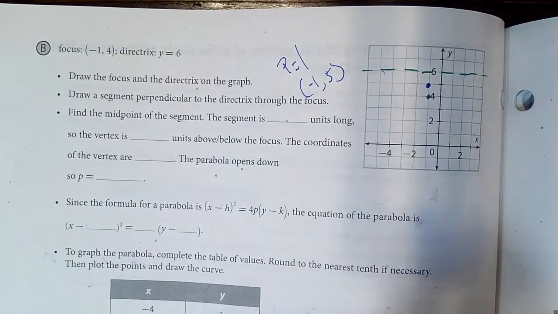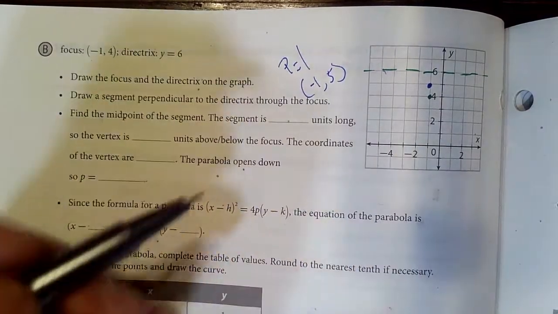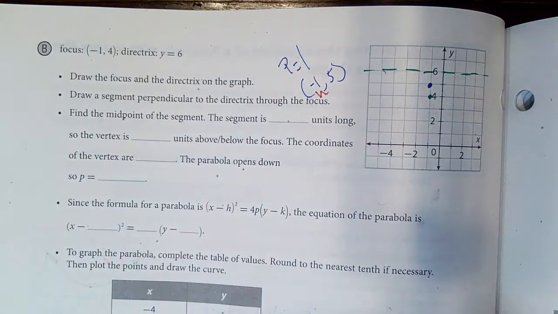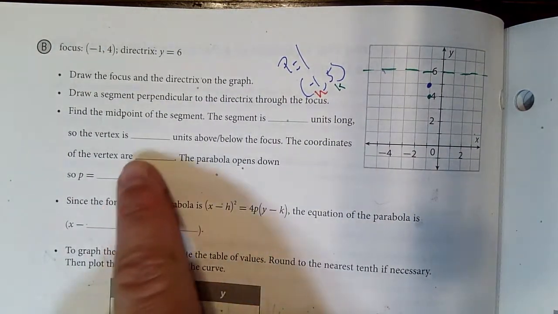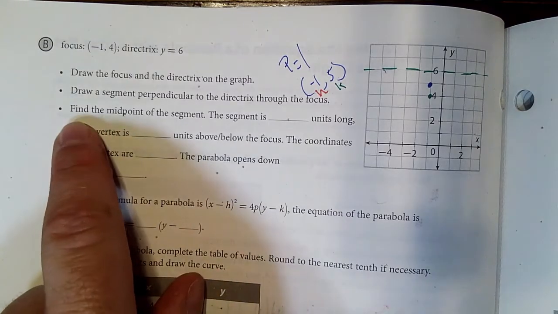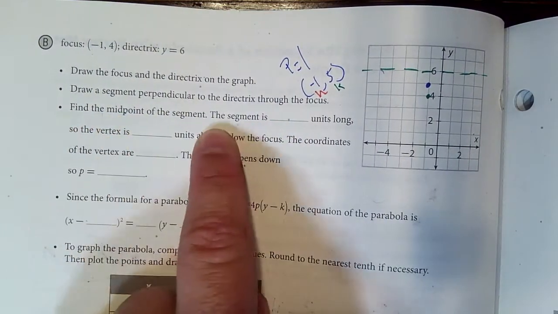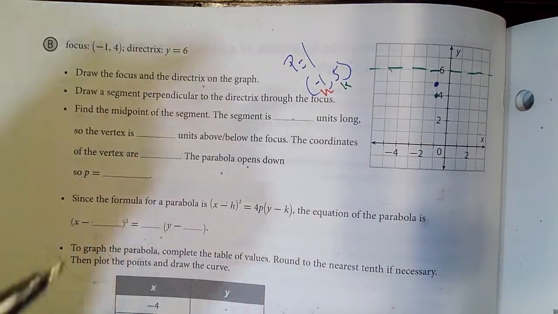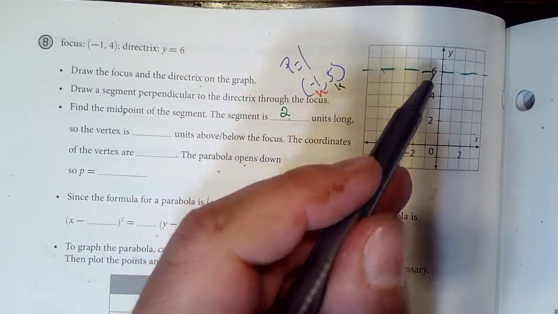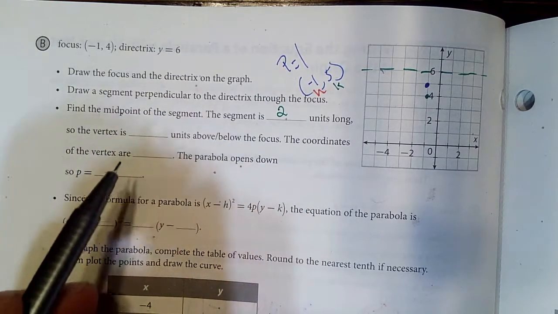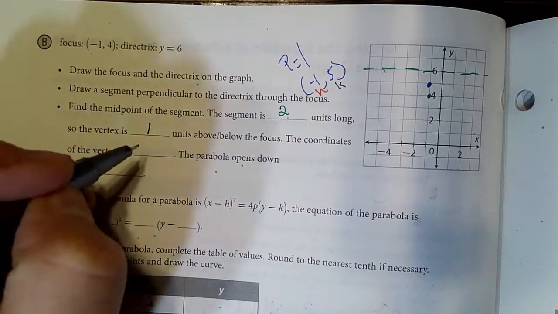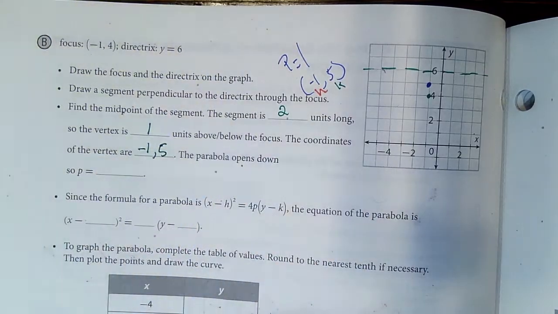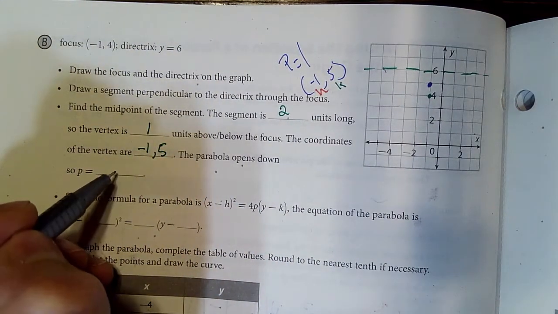And there are all the numbers I need. Again, that x value from the vertex is my h. The y value from my vertex is my k. So here's all this stuff. Let's fill this in. So from the midpoint of the segment, so the segment is 2 units long, right? That's how far it was from the focus to the directrix. So the vertex then is 1 unit above. The coordinates of the vertex are -1, 5, and the parabola opens down. So P is equal to 1.